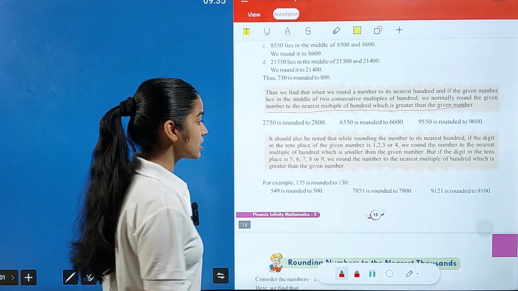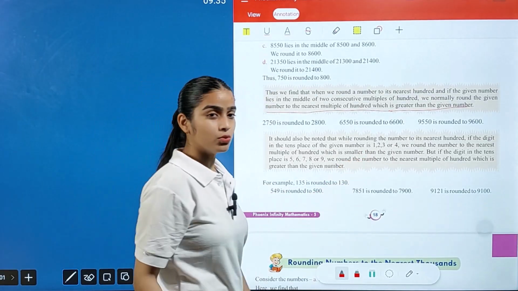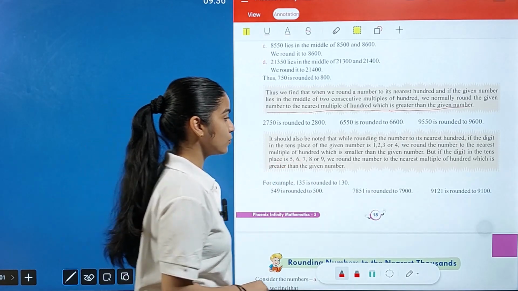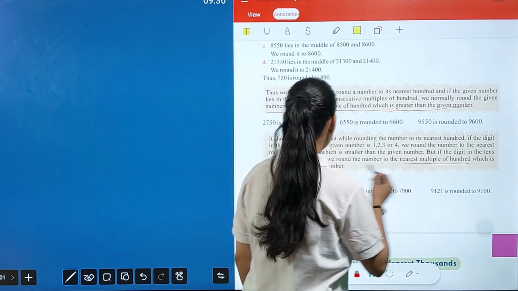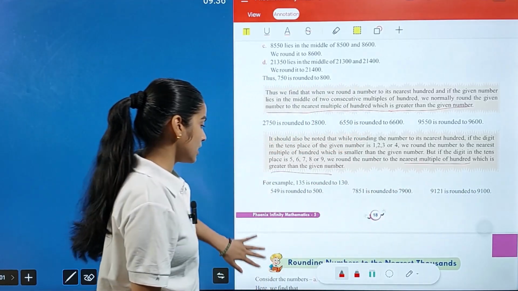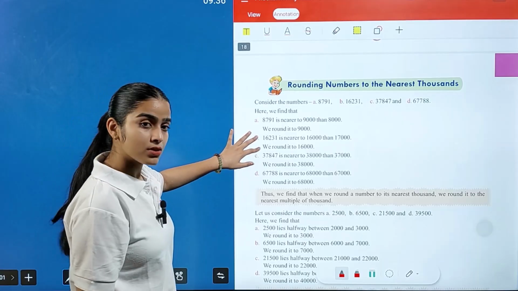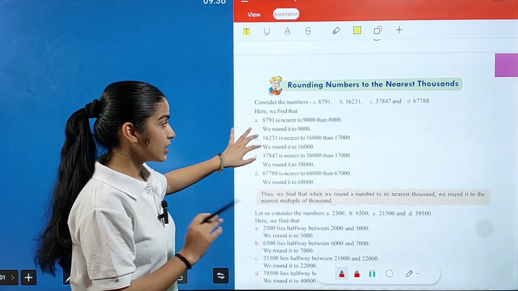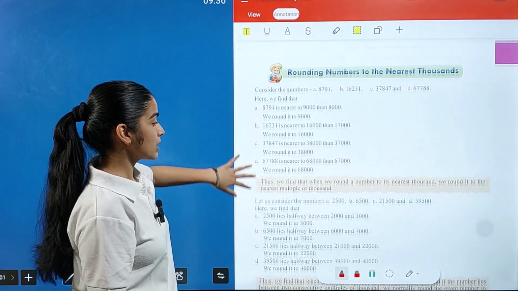Now the same concept: if we have 1, 2, 3, 4, then we have to move to the smaller number. If we have 5, 6, 7, 8, 9, then we have to move to the nearest multiple of 100 which is greater than the given number. Now, nearest to 1000: the same concept which we learned for the multiple of 10 and multiple of 100, we have to repeat here for the multiple of 1000.